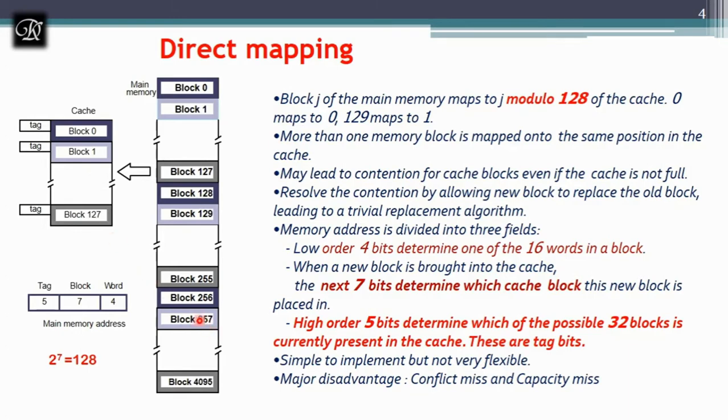It is not flexible. It suffers from the major disadvantage called conflict miss or capacity miss. It means even though there are empty spaces in the cache, I will always be targeting only one respective block, and always try to access only that. So even though the remaining blocks in the cache are free, I will not use them. With an example I will explain in the next slide.